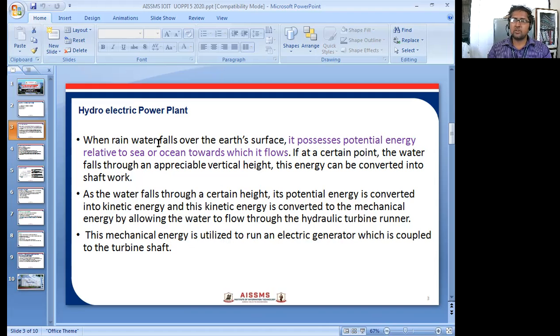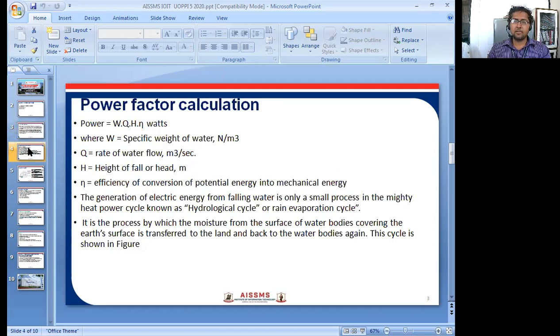As the rainwater falls to the earth's surface, there is certain energy which will be transferred. If that potential energy is converted into kinetic energy, and someone utilizes that energy to run the turbine shaft, then it will be very useful. And this hydroelectric power plant is possible through this conversion of energy.